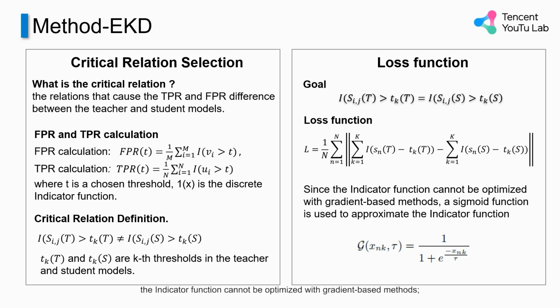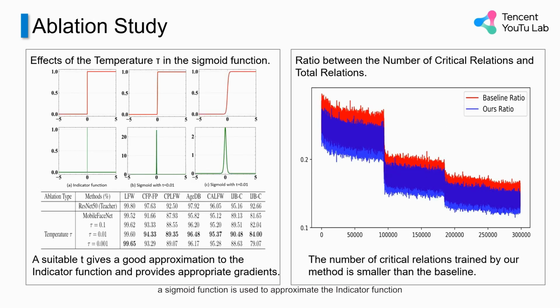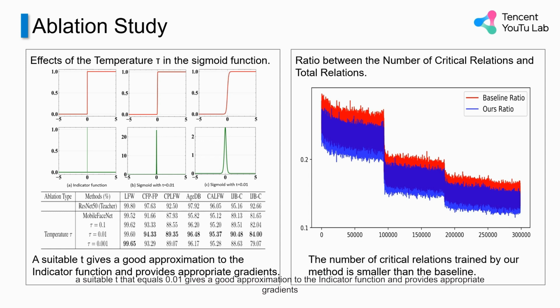However, the indicator function cannot be optimized with gradient-based methods. A sigmoid function is used to approximate the indicator function. As shown in the ablation study on the effects of the temperature tau in the sigmoid function, a suitable tau that equals 0.01 gives a good approximation to the indicator function and provides appropriate gradients.